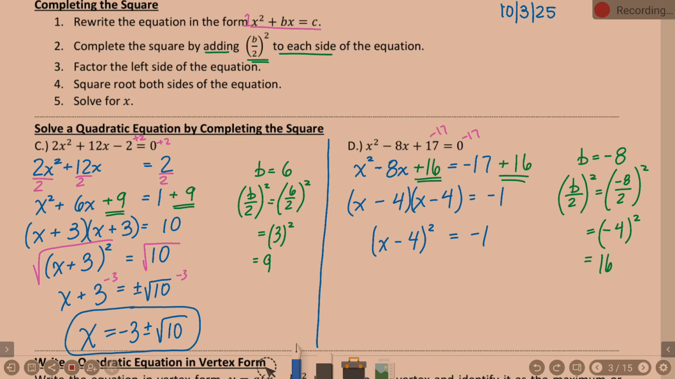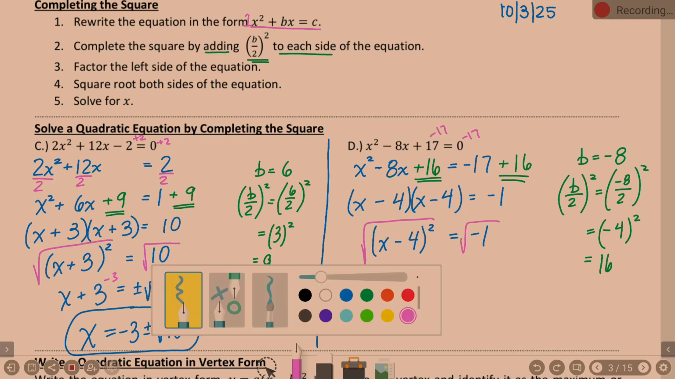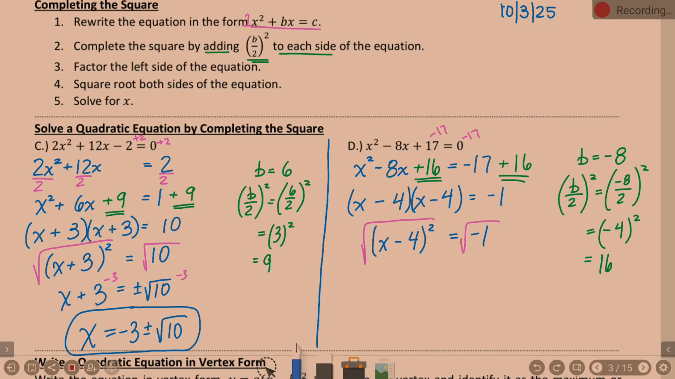What was that? Step 3? Step 4. Square root. Square root the left, square root the right. What happens when you square root a square? Square root a square, they cancel each other out, and we get x minus 4. On the right, what do we have? Negative. So what's that mean? It has to be positive, negative, i.